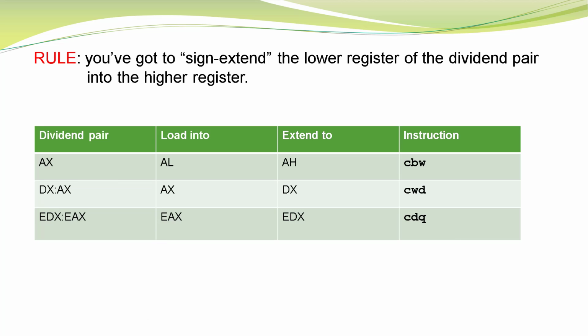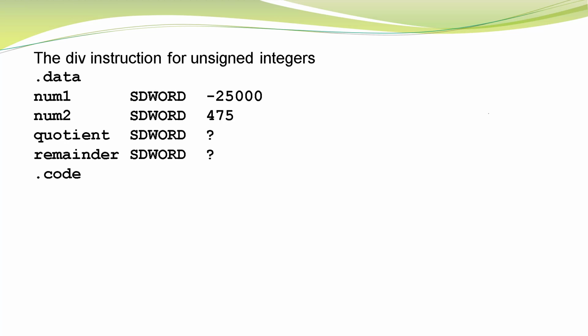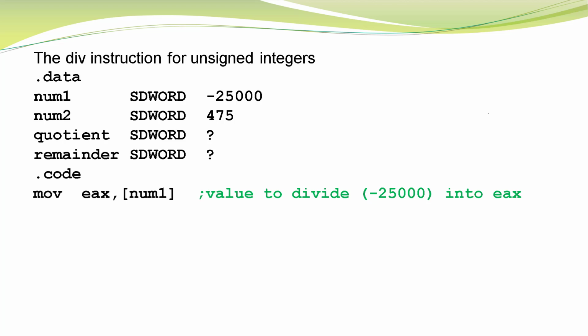Let's see what that looks like in code. All right, here I want to divide negative 25,000 by 475. I first define my variables, and then I get to the code section. The first thing I do is load the EAX register with num1, which is the negative 25,000. The next thing I do is to extend the EAX register's sign to the EDX register.